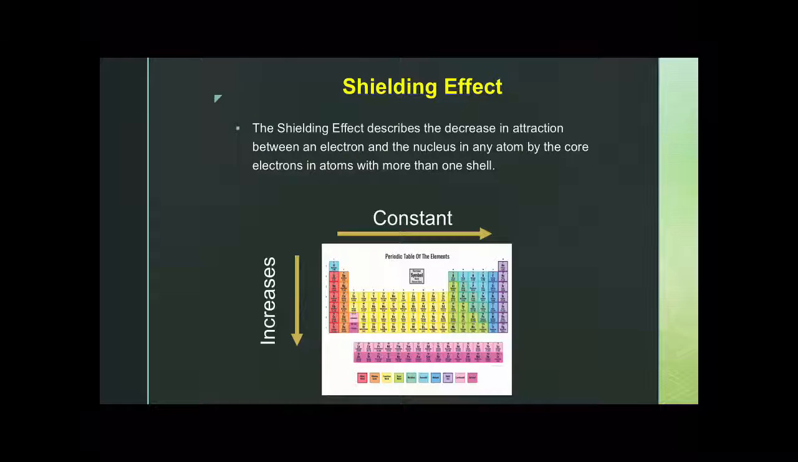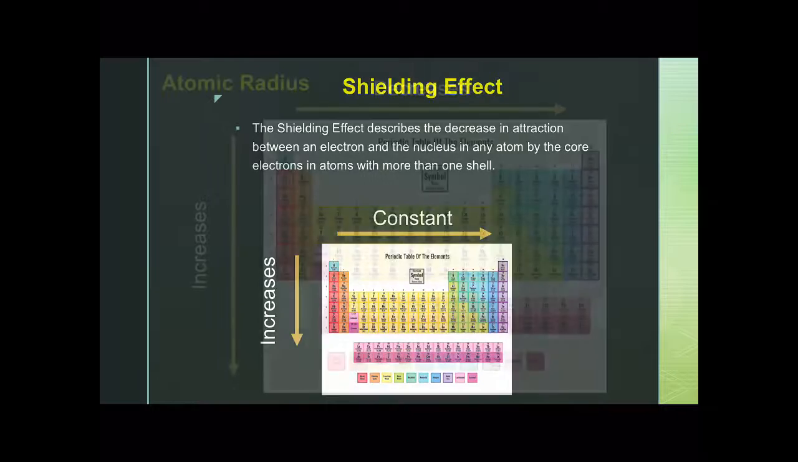Finally, the shielding effect, in which electrons in the atom shield each other from the pull of the nucleus. The shielding effect describes the decrease in attraction between an electron and the nucleus in any atom with more than one electron shell. The more electron shells there are, the greater the shielding effect experienced by the outermost electrons.